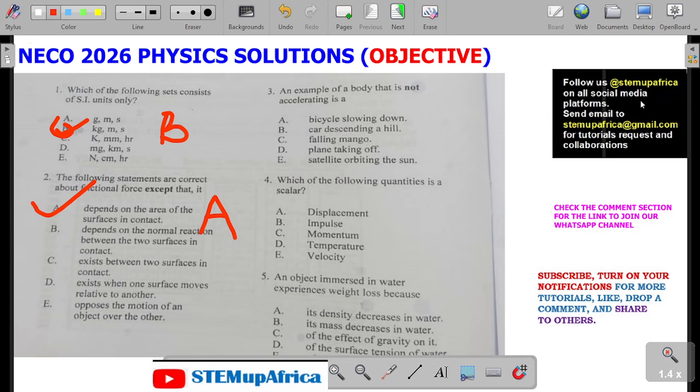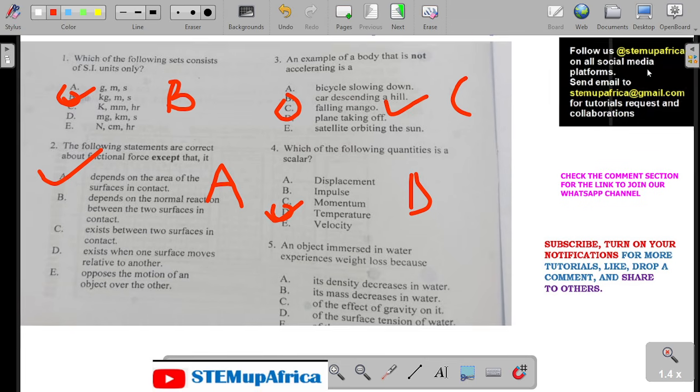The C is gravity. Acceleration due to gravity is different from acceleration. So answer is C. Number 4, which of the following quantities is scalar? Displacement, impulse, momentum, they are all vector. Velocity is vector. So the answer is D, which is number 4 is D.